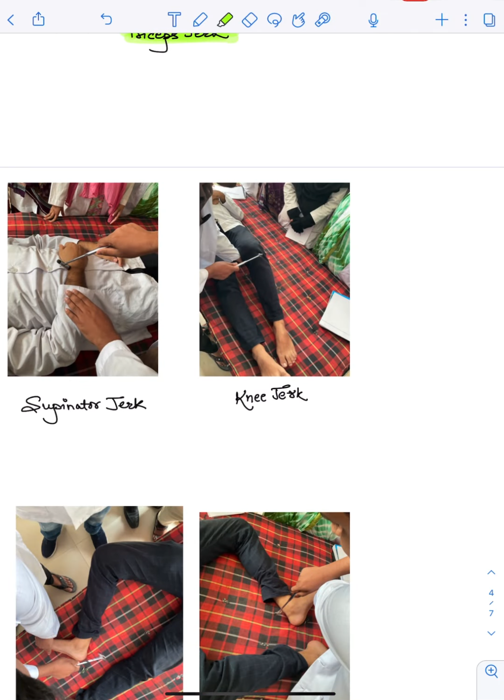Then supinator jerk. For supinator jerk, again exposure is not done here. You must expose up to the forearm so that the supinator muscles can be seen. Then place the patient's arm as shown in the figure. Place your left arm as shown here and strike with the hammer the supinator tendon, that is along the radial end of the arm above the carpal bones. The carpal bones are not here, it's here, so you should strike here.